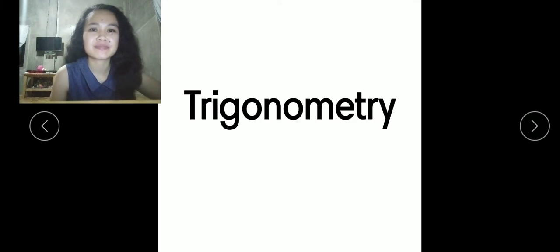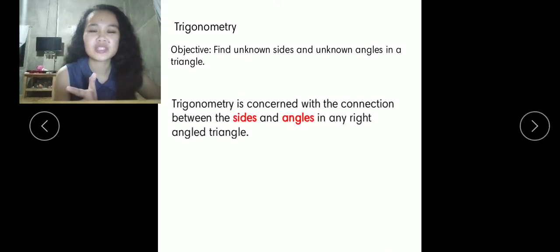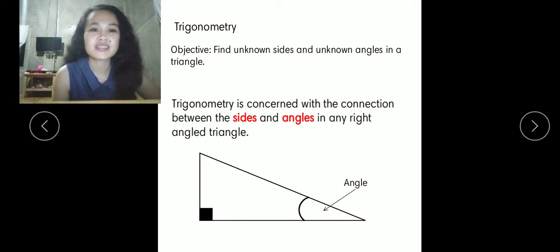Good day. Today we are going to discuss trigonometry. So the objective for this topic is we need to find the unknown sides and unknown angle in a triangle. So what is trigonometry? Trigonometry is concerned with the connection between the sides and angles in any right angle triangle based on this illustration.